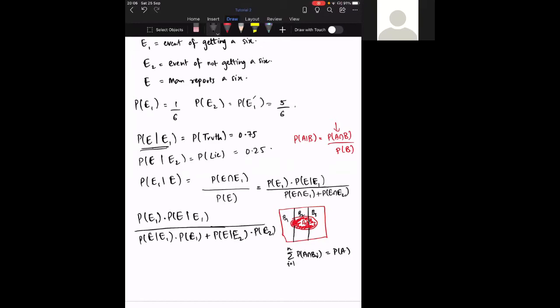And now all we have to do is plug in the values. This turns out to be 3 by 4 into 1 by 6 over 3 by 4 into 1 by 6 plus 1 by 4 into 5 by 6. This is equal to 3 over 8. So the final answer for question 2.